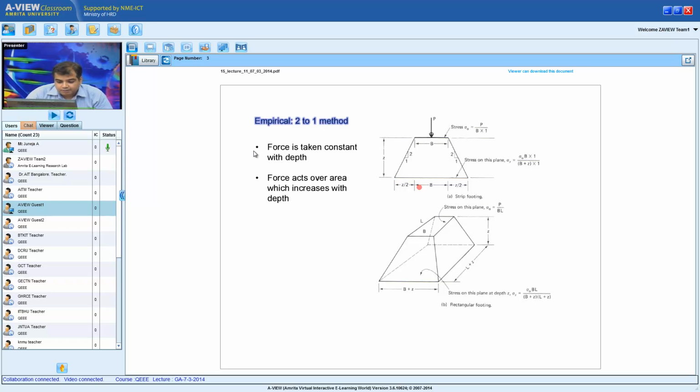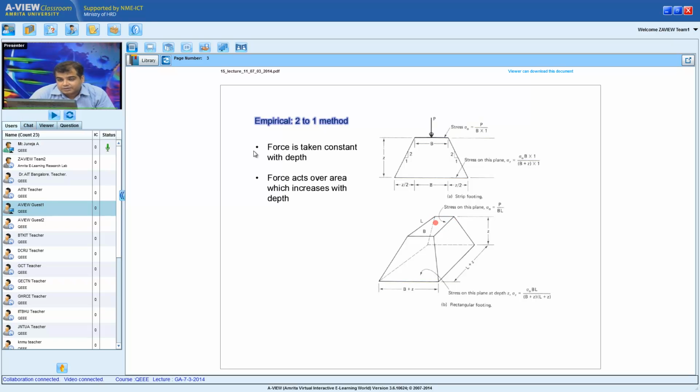Now the top figure was an example of a long strip footing. And the bottom figure is a rectangle footing. So rectangle means the width of the footing is still the same, as shown over here, whereas the L is finite, it's limited now. L by B is the area at the top.